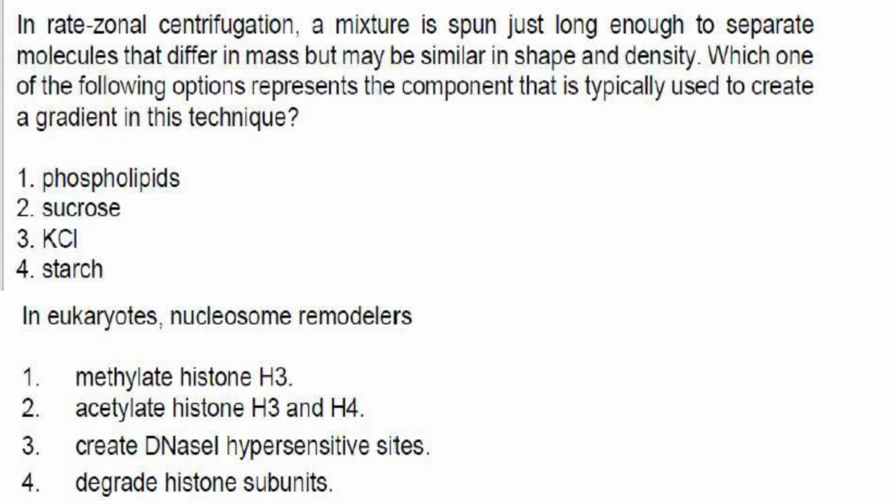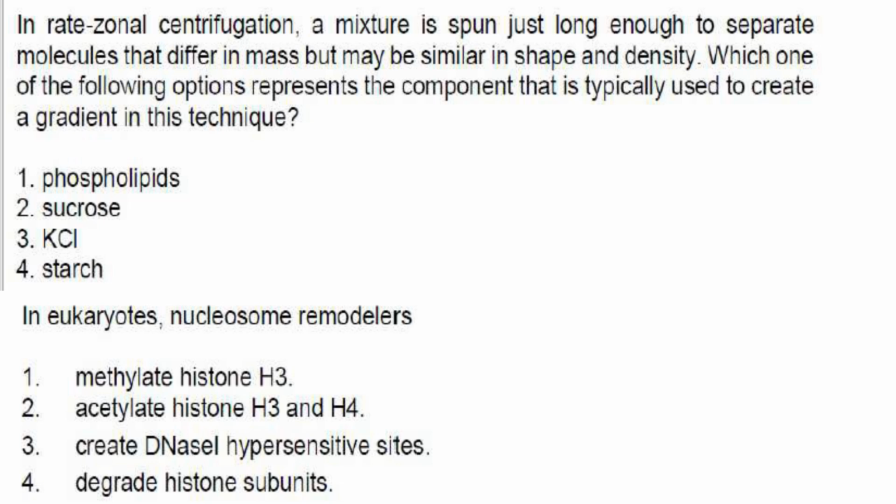Then in rate zonal centrifugation, a mixture is spun just long enough to separate molecules that differ in mass but may be similar in shape and density. Which one of the following options represents the component that is typically used to create a gradient in this technique? So you want to create a gradient, and the gradient should be in such a way that the molecules will get separated based on their mass.